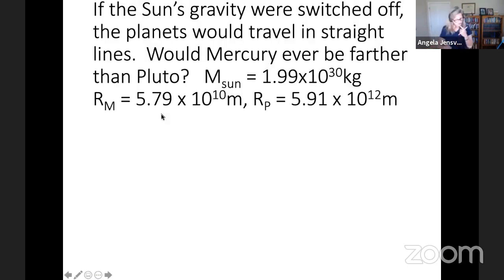Why don't you guys try this one? We're going to switch off the sun's gravity. If you do that, then we know from Newton's first law that an object in motion will continue in a straight line at constant speed unless there's a force to change its state of motion. And right now I'm going to get rid of that force. So Mercury and Pluto, you guys know Mercury is closer to the Sun right now. Would it ever be farther away if we turned off the sun's gravity? Think about that. Try it.